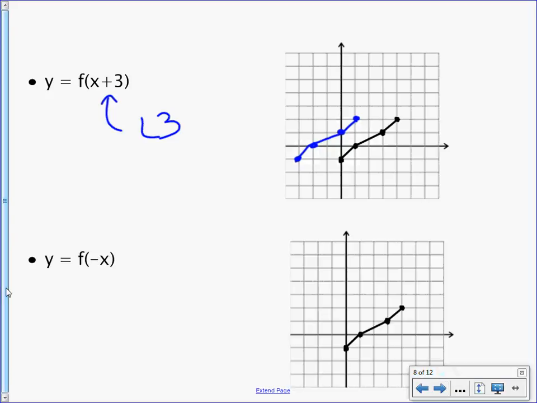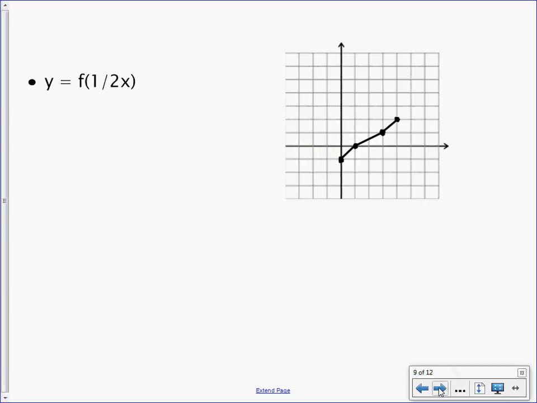Okay. Let's talk about what this one is. Reflect over the y-axis. Your y-axis is a mirror, and all of those points are going to get reflected over here. We won't graph that one. We're going to graph one more, and then we'll get into the meat of the lesson, okay?